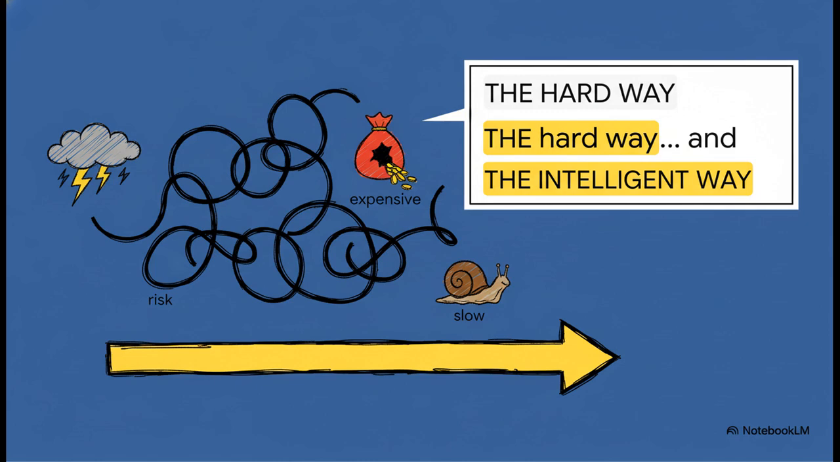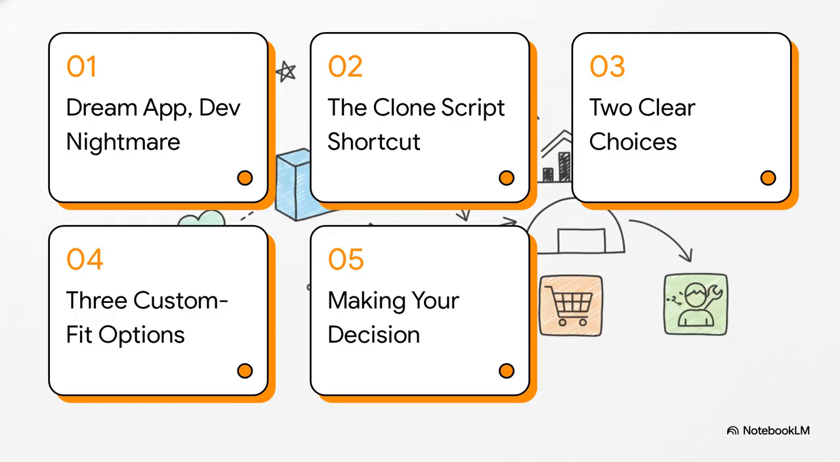A shortcut? So, to find that shortcut, here's the roadmap for today. We're going to start by talking about that development nightmare a lot of entrepreneurs get stuck in. Then, we'll pull back the curtain on the clone script shortcut. From there, we'll look at 2 really clear choices to get you started, then dive into 3 more custom-fit options. And to wrap it all up, we'll give you a super simple framework to make your final call.